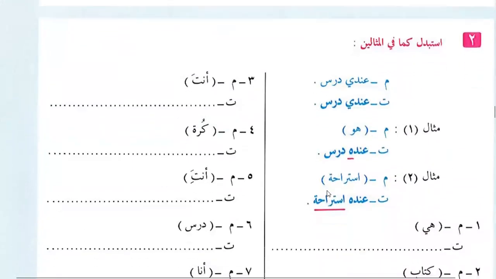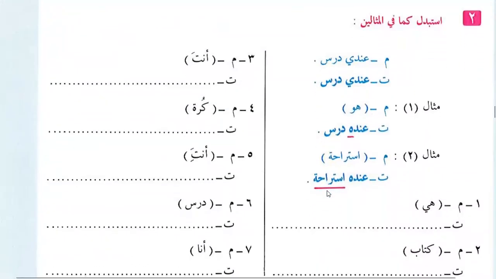Istabdil kama fil mithalayn. Replace like in the two examples. Mudarris: in the dars, I have a lesson. Then the teacher gave the pronoun huwa, which means he. The student made the sentence: fi dars, he has a lesson. The teacher gave the word istiraha. So the student made the sentence: fi istiraha.